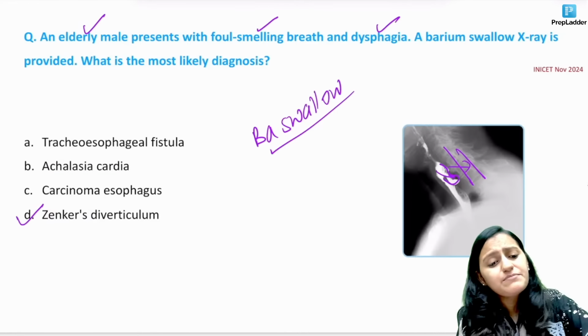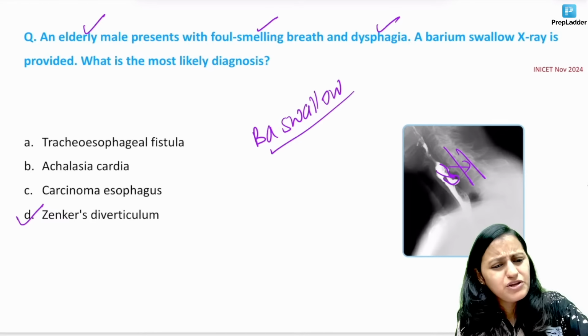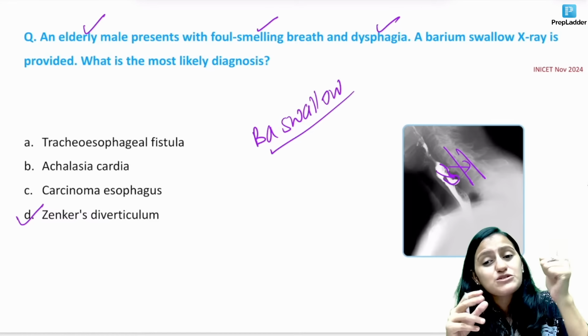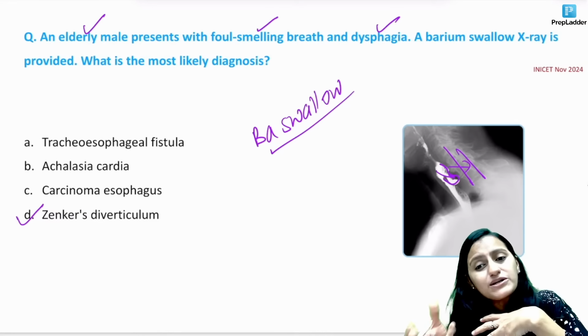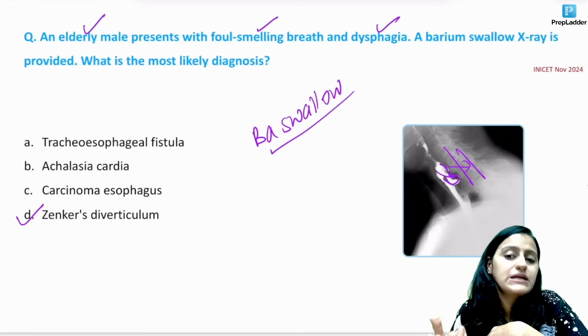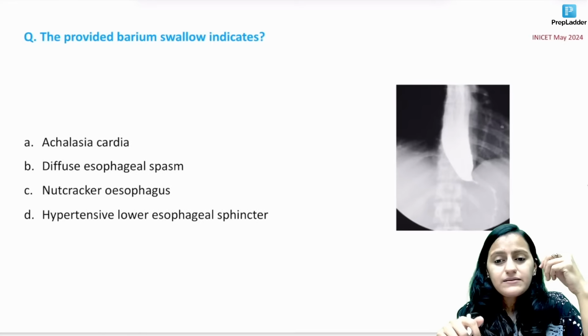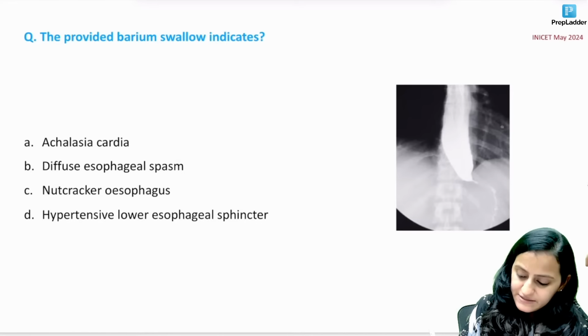Which contrast can be used here? Were you asking in the case of pneumoperitoneum? So perforation mein we do not use barium because it's water insoluble. So you use water soluble contrast, that is iodinated contrast. Iohexol better than gastrografin. Okay. Next one. Right. The image itself tells you what is this?